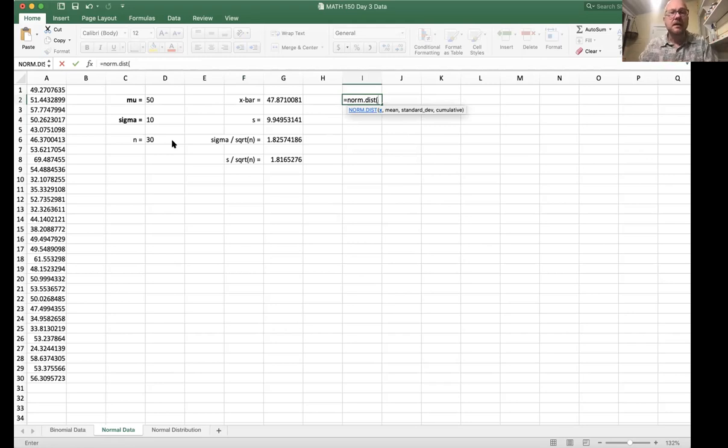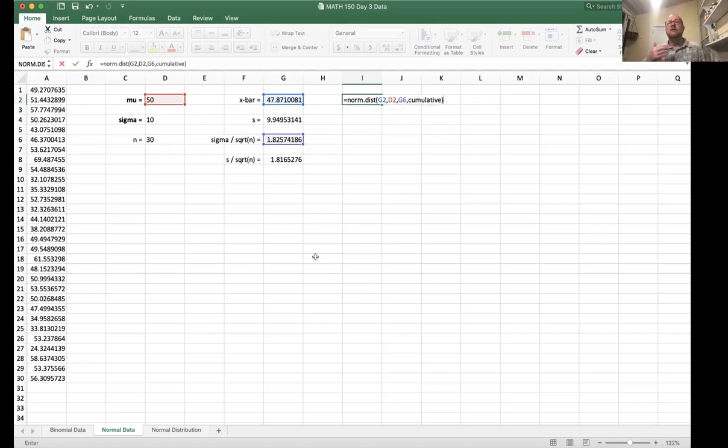So the cutoff that we're going to think about is that x bar. And then the mean is going to be that 50. And then the standard deviation, you may think it ought to be the 10, but because we're talking about the sample stuff, we're going to get it here with that sigma over the square root of n stuff, okay? And then you'll say cumulative.